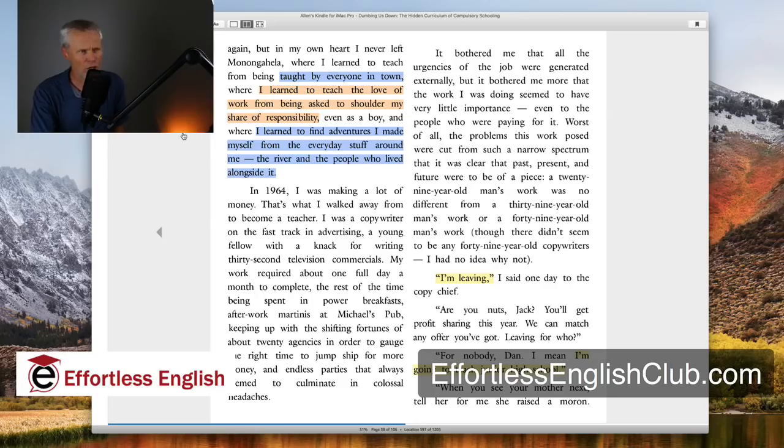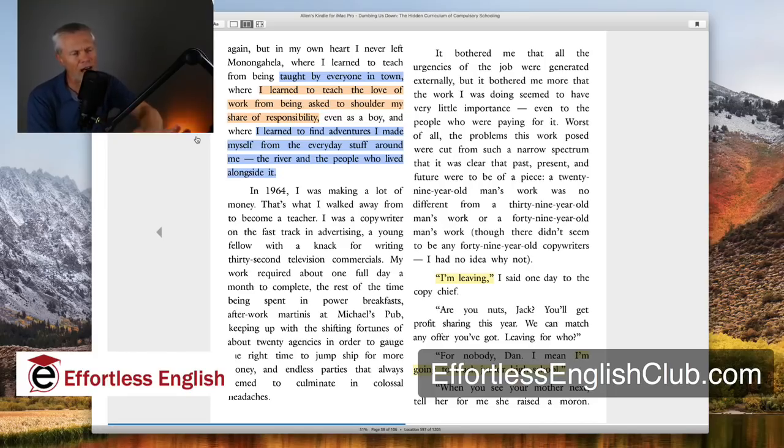He says, I also learned to take responsibility, right? I was given responsibility at a young age. I was not just treated like a small baby all the time. They let me do some work. They let me have some responsibility. And he said, I also learned to be proactive, right? Not to be lazy, not to depend on everyone else.